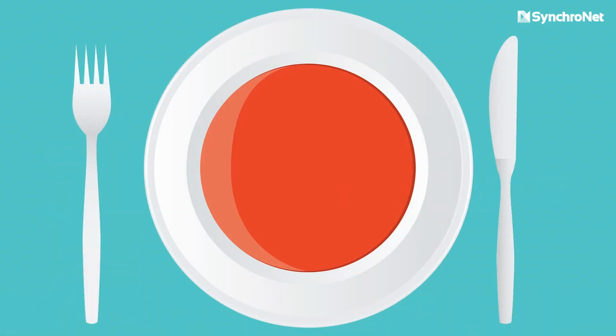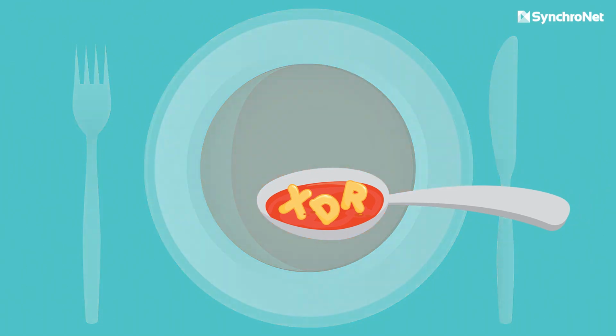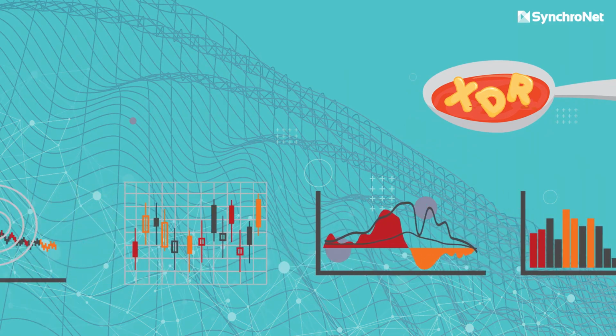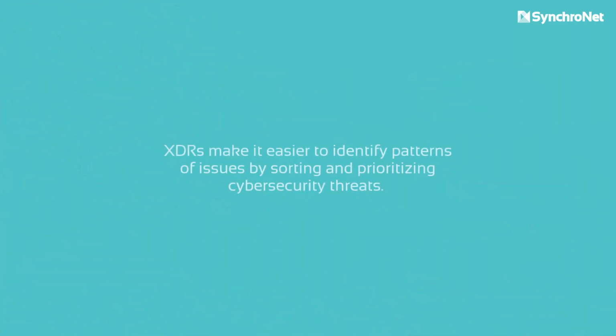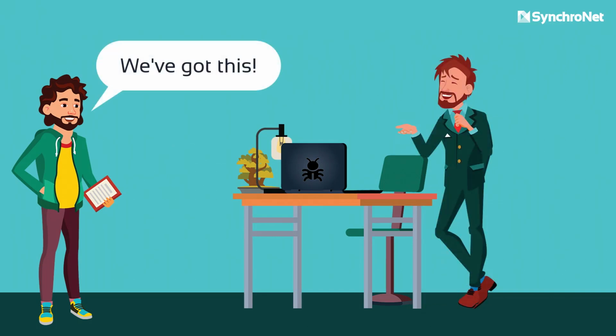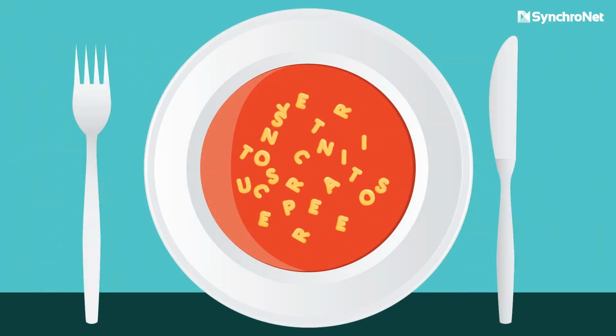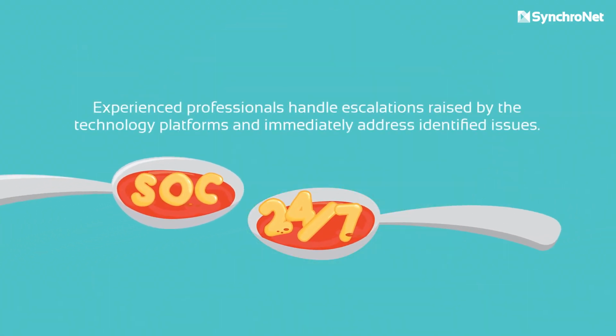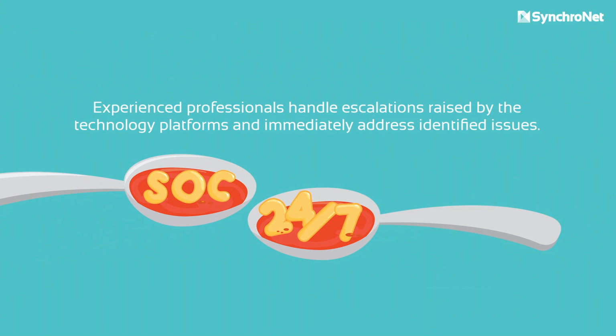Organizations looking to extend their monitoring efforts might pick an XDR, or Extended Detection and Response. This system correlates data across network points like servers, email, cloud workloads, and endpoints. XDRs make it easier to identify patterns of issues by sorting and prioritizing cybersecurity threats. But the human element is still the critical factor in a successful security strategy. That's why security operations centers exist. SOCs are 24/7. Experienced professionals handle escalations raised by the technology platforms and immediately address identified issues.